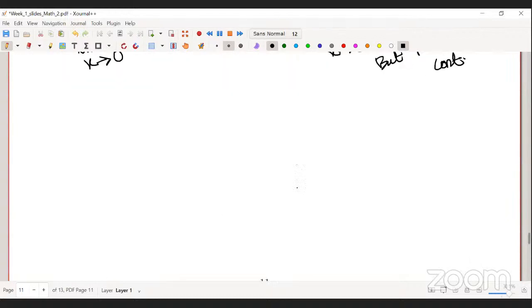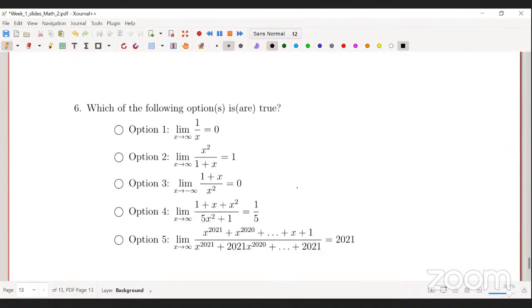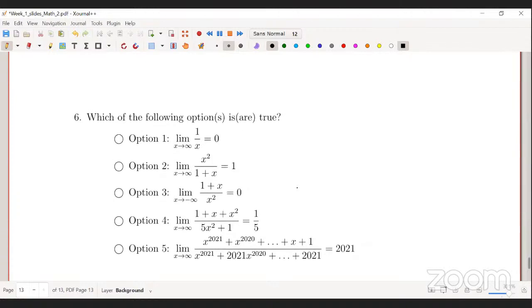Anyway, I don't want to spend time on continuity, because you are going to see all these things in the upcoming session. So the next, this is probably the last question. Option 1 is basically saying that as x tends to infinity, f of x approaches something.